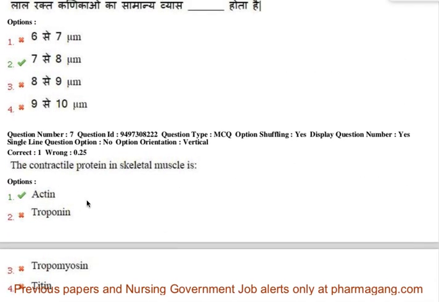Next question. The contractile protein in skeletal muscle is. Right answer is 1, actin. Actin is the contractile protein that is present in the skeletal muscles.